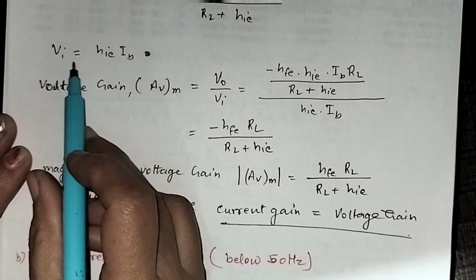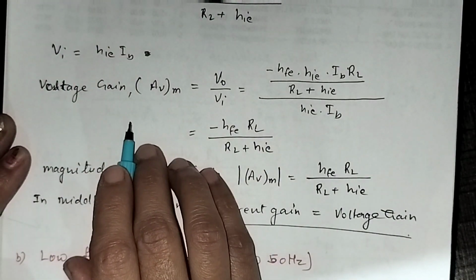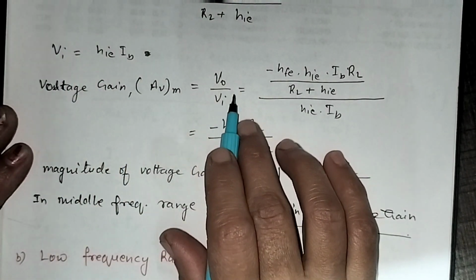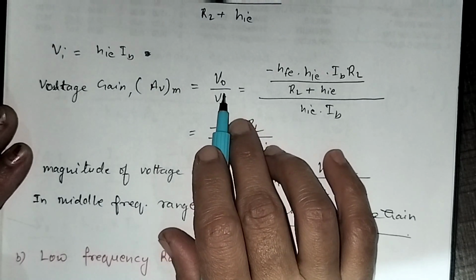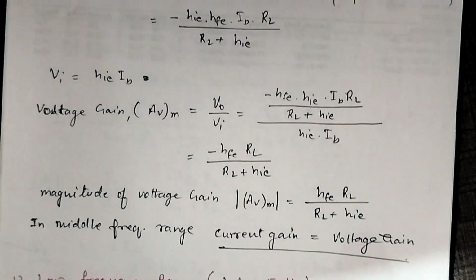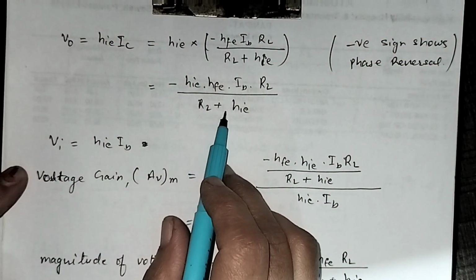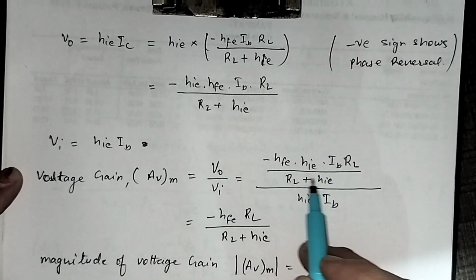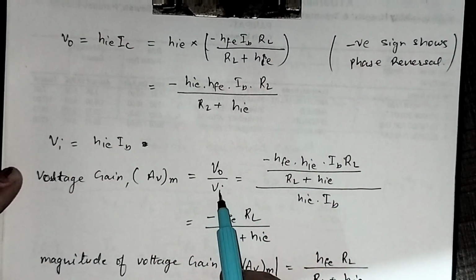This is the expression for input voltage. Now we'll find the voltage gain. Voltage gain means output voltage upon input voltage. Here we have to find the output voltage. It is the output expression for output voltage. We will put this term here and VI here.